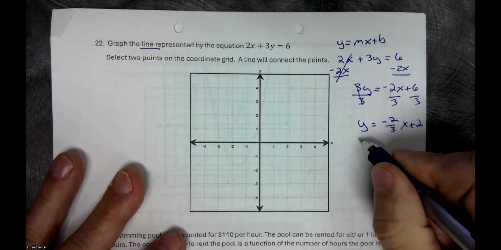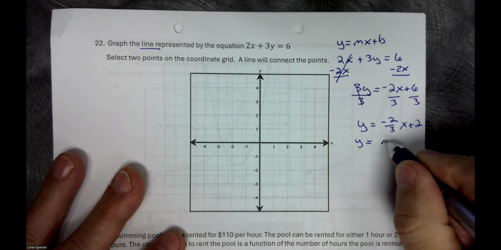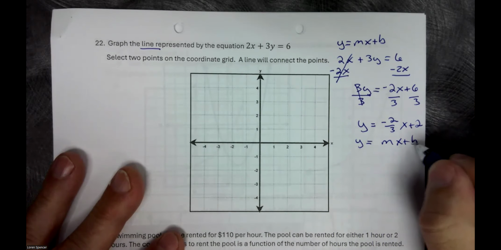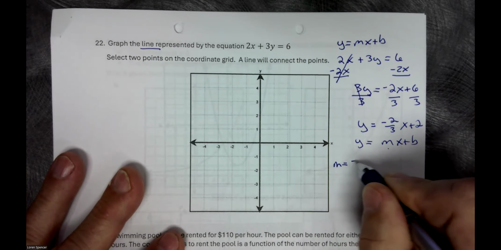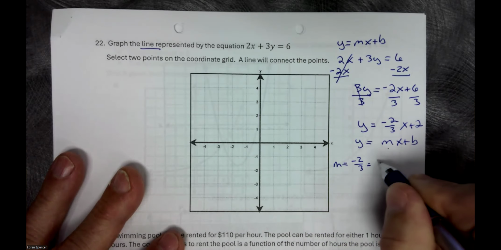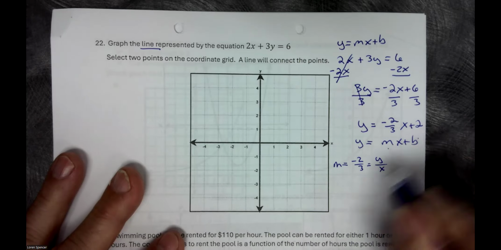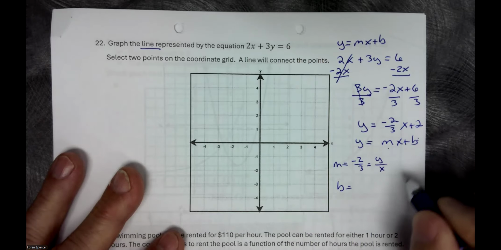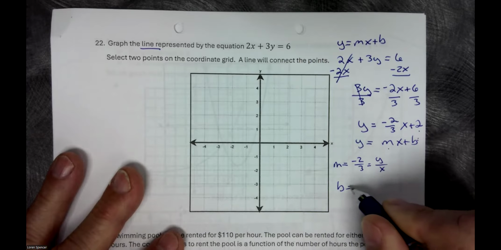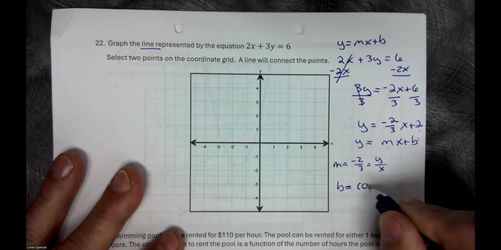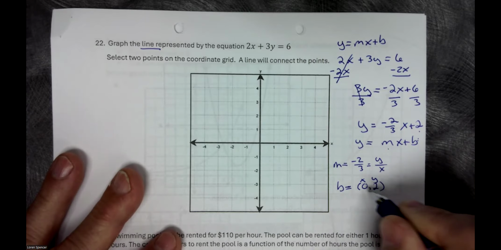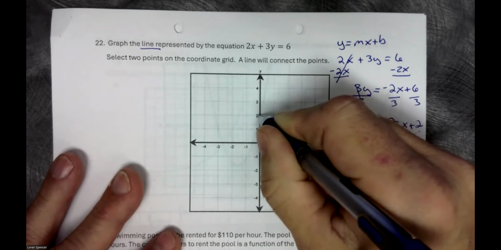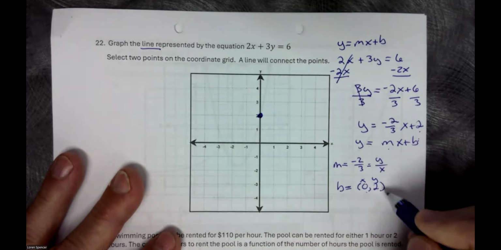Well, this is y equals mx plus b. M is my slope. And remember, m in this case is negative 2/3, which is the y's over the x's. And b is my y-intercept. So that b is 2, which is actually the point (0, 2), where this is my x and this is my y, and I can plot that point. So that goes there. So that's my b.